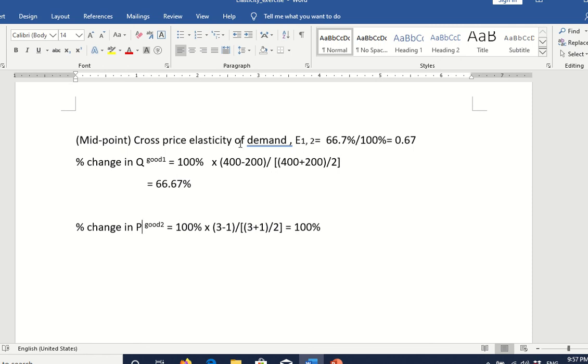When you find the cross price elasticity of demand, that's the percentage change in quantity demanded of good 1 divided by the percentage change in the price of good 2. So that will give us 0.67. It's not a very strong relationship. Basically, what that tells us is that a 1% change in the price of good 2 leads to a 0.67% change in the quantity demanded.